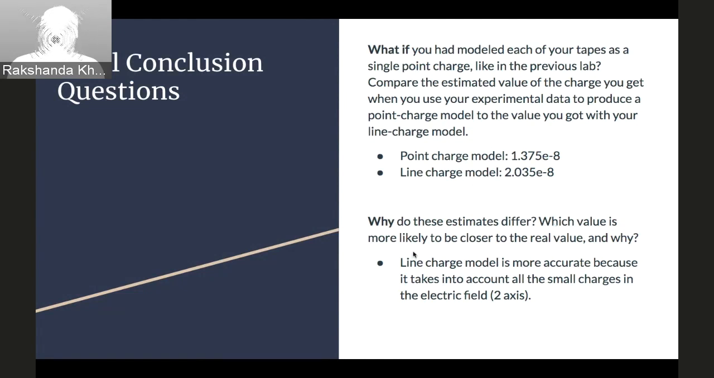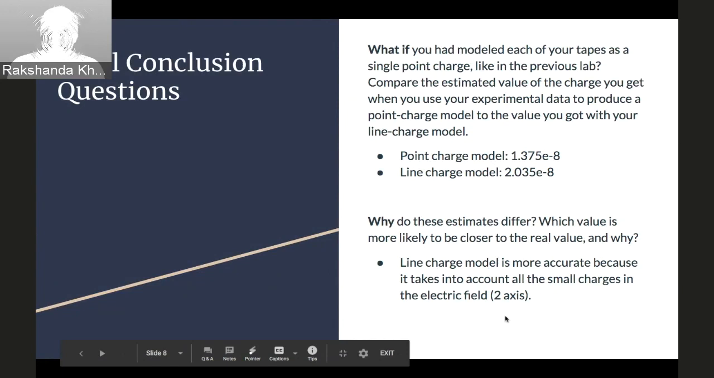In terms of which value is more likely to be closer to the real value, I'd say the line charge model is more accurate because it takes into account all the small charges in the electric field on both axes, and so it's more accurate than the point charge model.